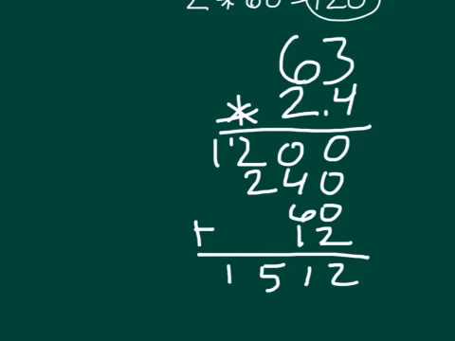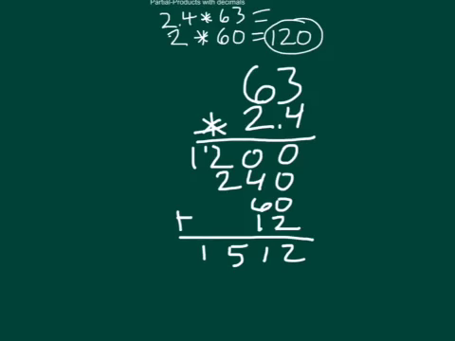Now, let's look at our estimate, okay? So our estimate is in the hundreds place. So that means my answer needs to be, the decimal needs to be in the hundreds place. So if I'm looking at these numbers to make it in the hundreds place, my decimal would have to go between 100, the 1 and the 2. So I have 151 and 2 tenths.